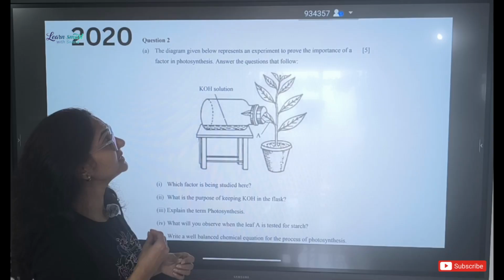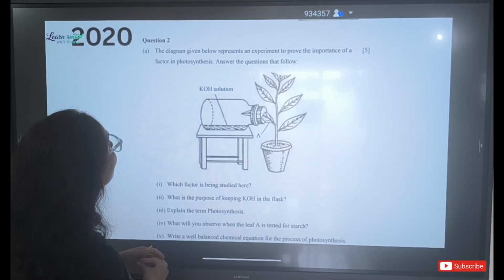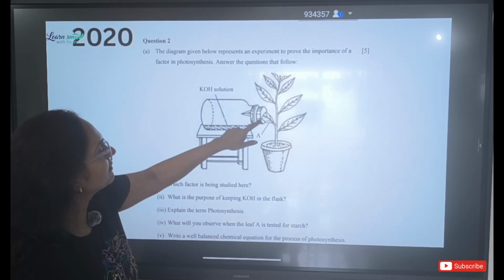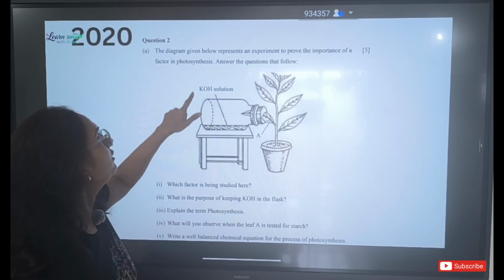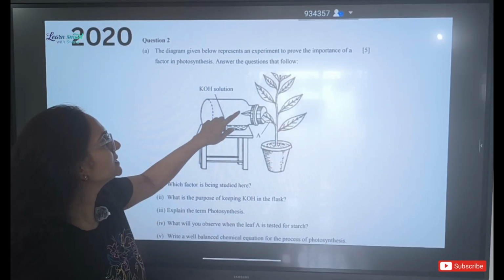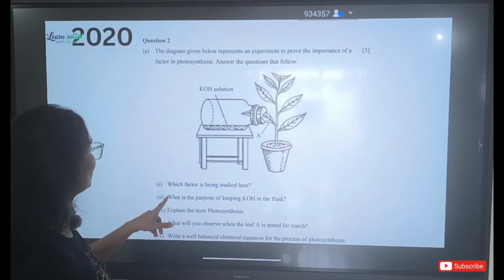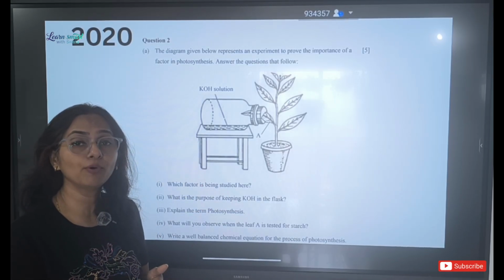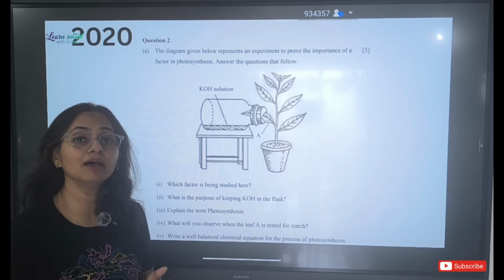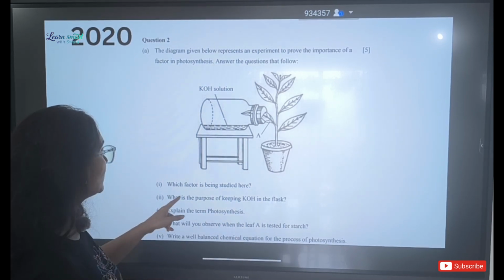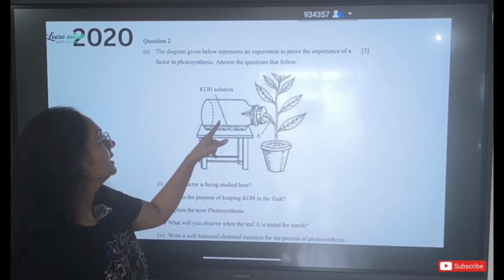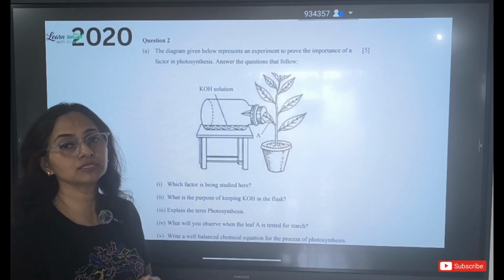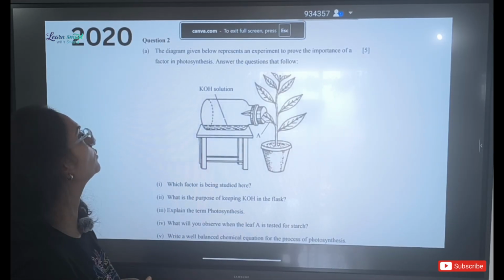Next, look at 2020. The diagram given below represents an experiment to prove the importance of a factor in photosynthesis. Answer the questions that follow. So look over here, a part of the leaf is kept in a jar which contains KOH. That means this leaf is not getting carbon dioxide. So which factor is being studied here? The factor studied is that carbon dioxide is required for photosynthesis. What is the purpose of keeping KOH in the flask? So that it absorbs the carbon dioxide and this leaf does not get any carbon dioxide and it will not perform the function of photosynthesis.